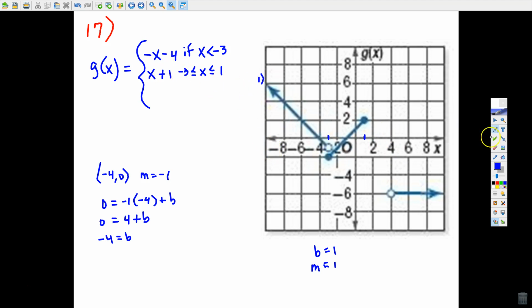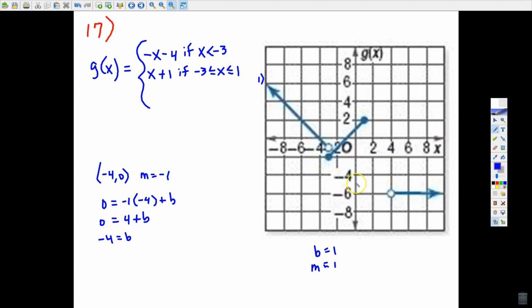And I left out my if. Let me back that up a little bit. Okay, -3, +1, all x in between those, including those. All right, so let's take these off. And then we've got this easy line down here.